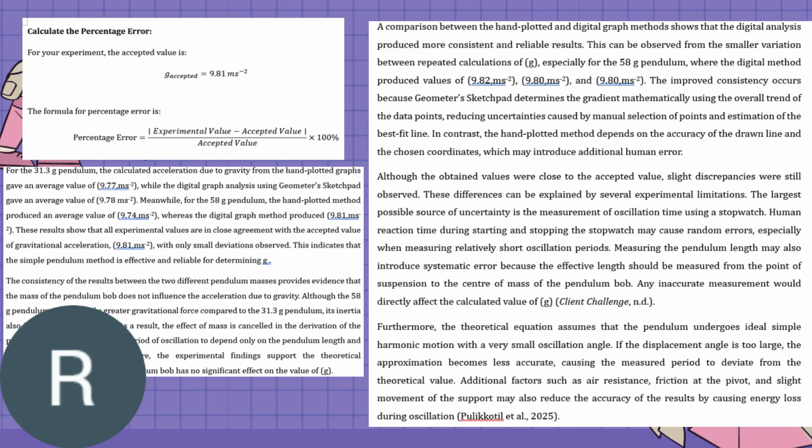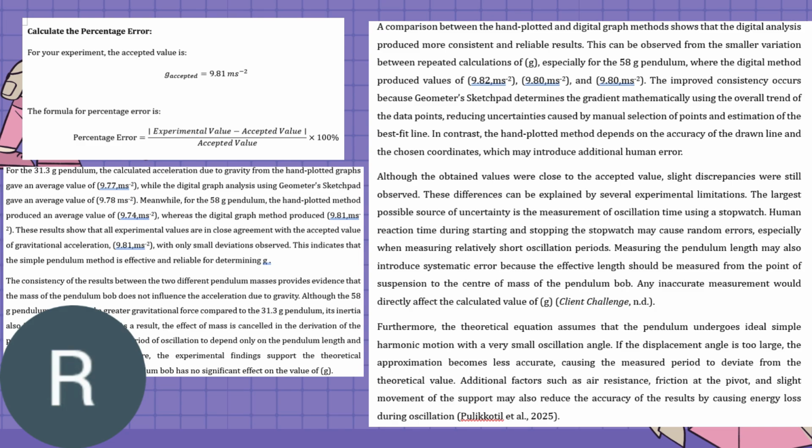Another important finding is the comparison between the hand plot graph and the digital graph. The digital graph produces more consistent values. This is because the software calculates the best fit line mathematically using all the data points, reducing human error. On the other hand, the hand plot graph depends on how accurately we draw the best fit line and select the gradient, so small differences are expected.